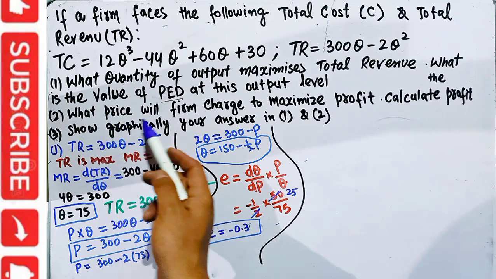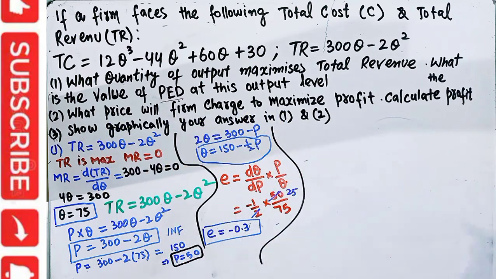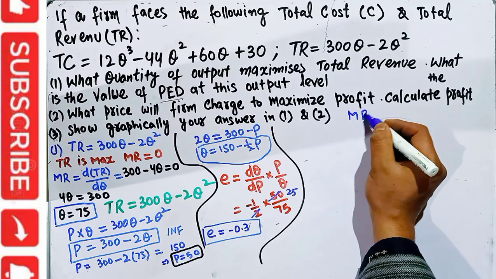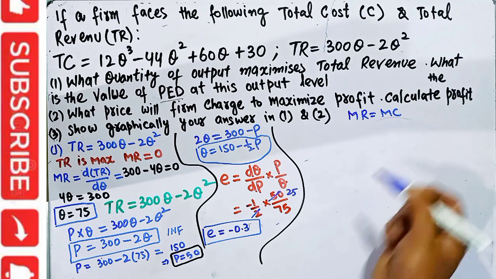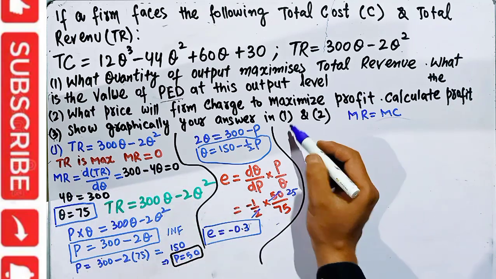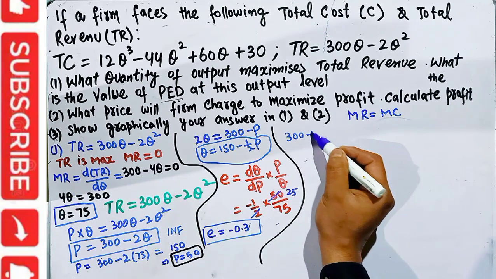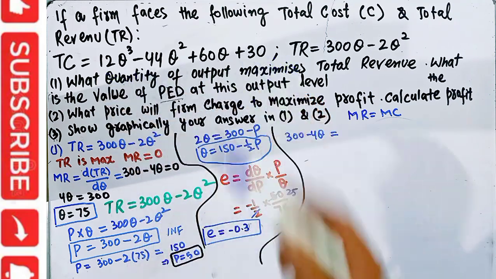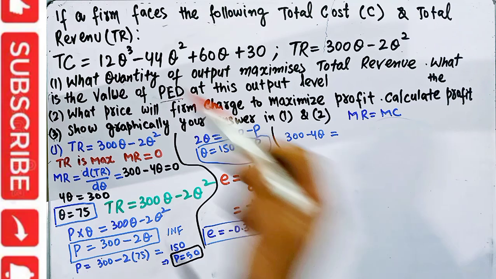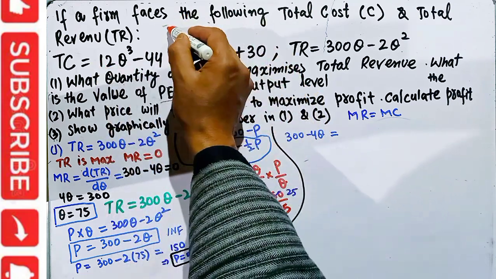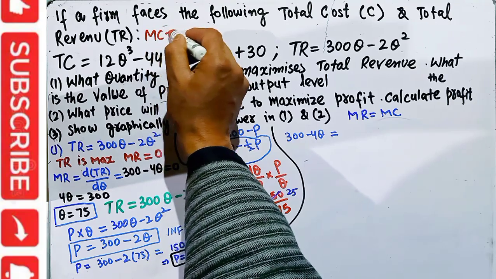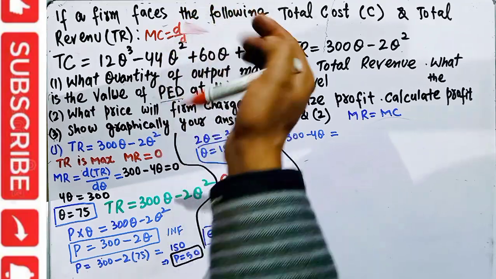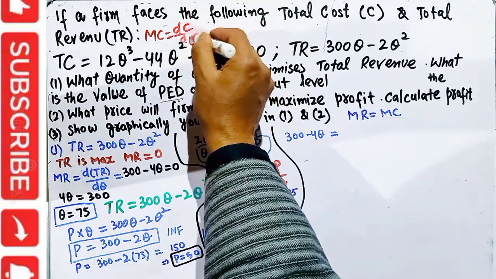Now the next part tells us what price the firm will charge to maximize profit. For profit maximization, the firm will equate marginal revenue with marginal cost. The marginal revenue function we calculated is 300 minus 4Q, and what is marginal cost? The derivative of the cost function with respect to Q. So this is our cost function. Marginal cost will be the derivative of the cost function with respect to output.